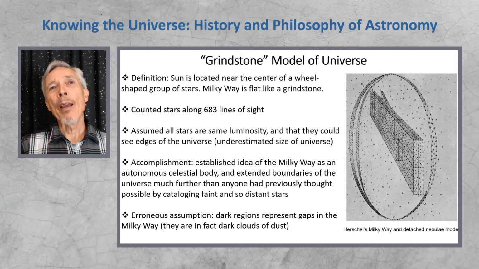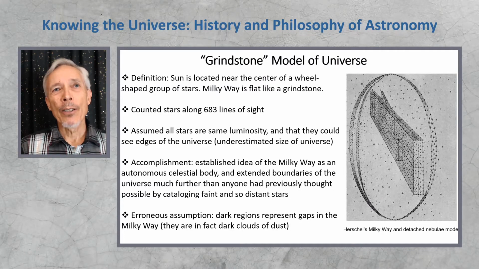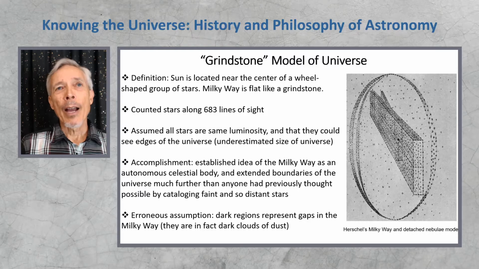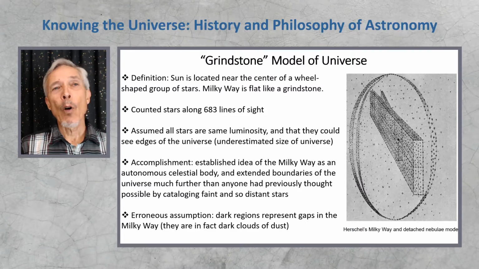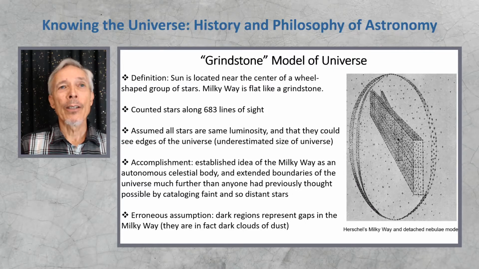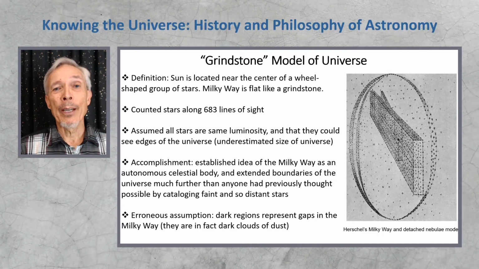Herschel came up with a model of the universe that he called the grindstone model. He defined the sun as being near the center of a wheel-shaped group of stars, that the Milky Way was flat like a grindstone. He did counting along 683 sight lines. This was an enormous observational effort that took him years and hundreds of nights. He did most of his observing in Bath in the southwest part of England. It's not a wonderful place for doing astronomy, so I'm sure he had many cloudy nights.